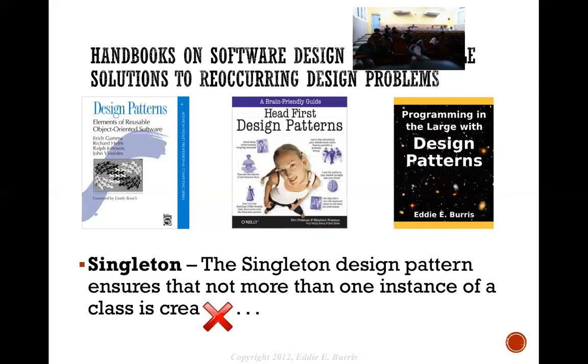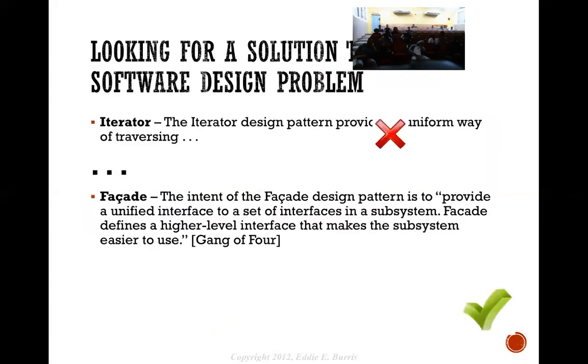All right, so the first pattern we find is the Singleton pattern. Singleton is the name of a pattern. We look at the description or the intent of the pattern. It says the singleton design pattern ensures that not more than one instance of a class is created. That's not relevant to our situation, right? So you move on, you look for another pattern. Another one is the Iterator. The iterator design pattern provides a uniform way of traversing through a collection of items.